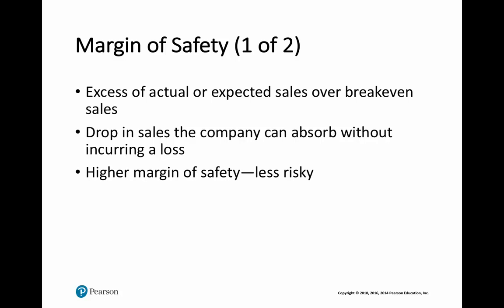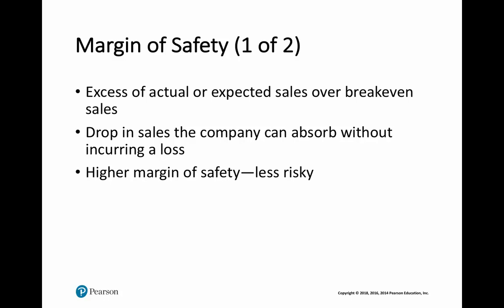So if you have a margin of safety of $50 versus a margin of safety of $1 million, what that's saying is, for that first company that only has a margin of safety of $50, they can only absorb having $50 less in sales or expected sales before they're at their break even, and below that they're going to be at a loss. Compared to that company with $1 million margin of safety, they can absorb having their sales or their expected sales drop by $1 million before they are at that loss.